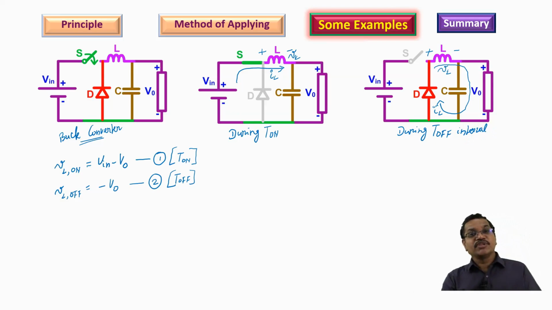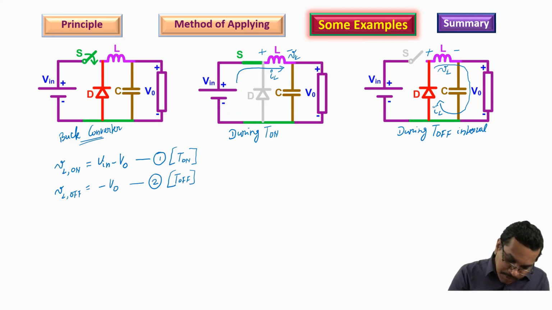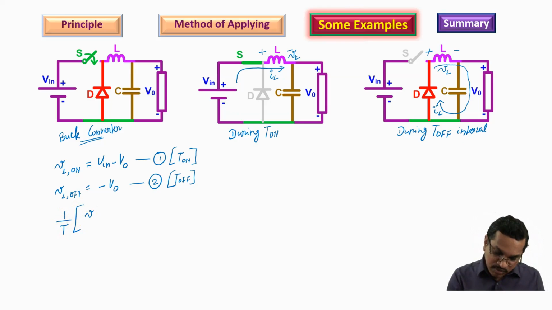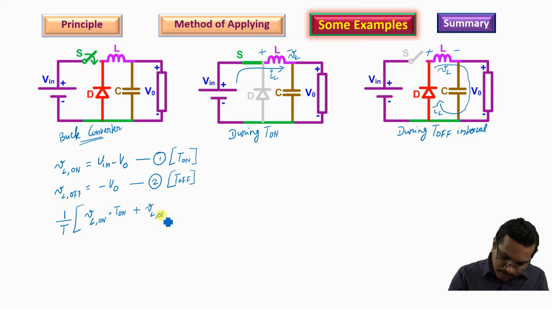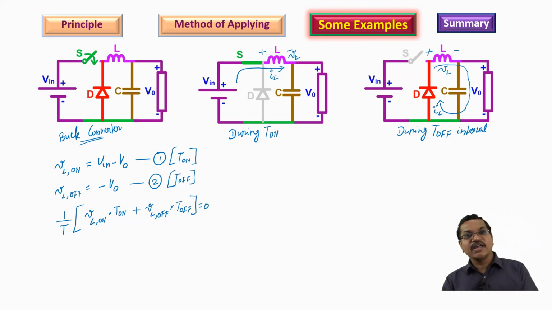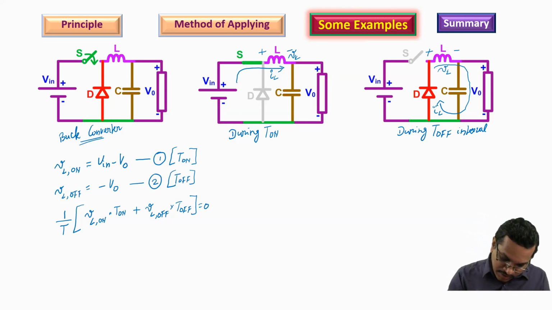Now we have the two basic equations which are required. We will apply the Volt-second balance concept. The principle says that the average of the voltage across the inductor over one cycle, which is VL on into T on plus VL off into T off, equal to 0. This is the basic idea behind Volt-second balance. I substitute VL on and then VL off. Let me see what I get.